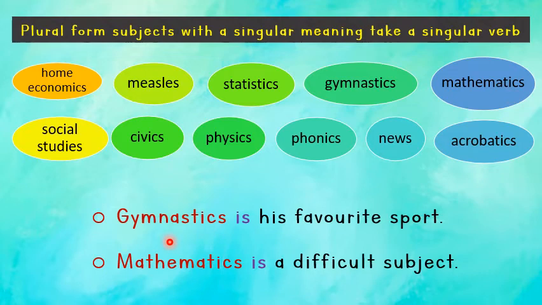Okay, so for example, gymnastics is his favorite sport. Mathematics is a difficult subject. Okay, and also ingat kat belakang dia memang ada S, tapi memang ejaan dia macam tu, meaning dia tetap singular.